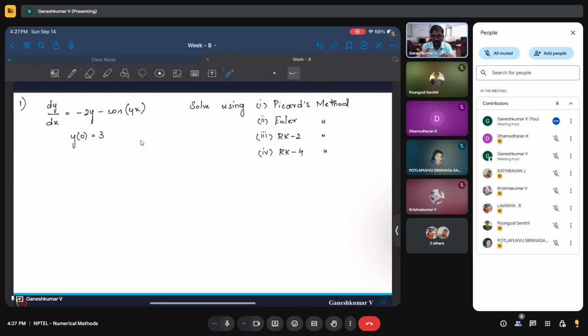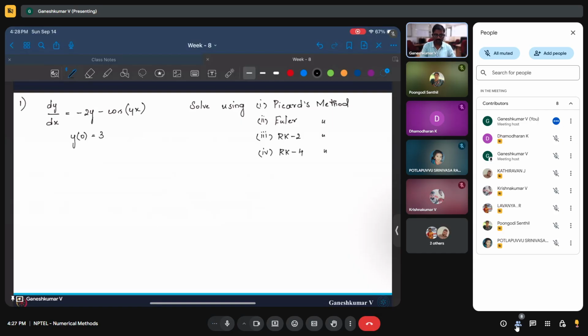This is a linear ODE, so we can easily solve it using an analytical method. We will also evaluate the same thing using numerical methods to understand how these behave. Today we will focus on just four methods: Picard's, Euler's method, RK2 and RK4. I think that is sufficient for you guys to solve at least the assignment problems. If you have any questions, please stop me anytime.